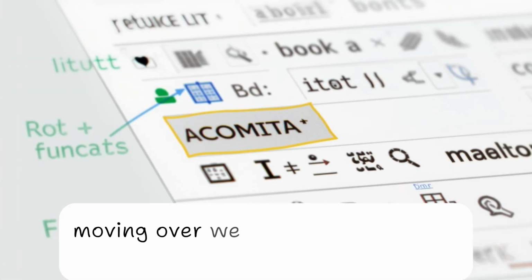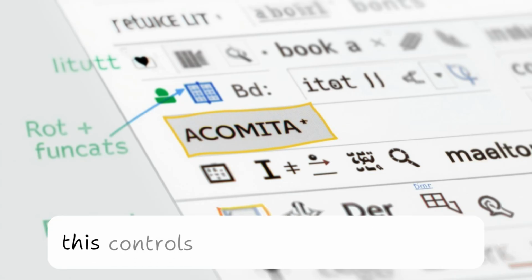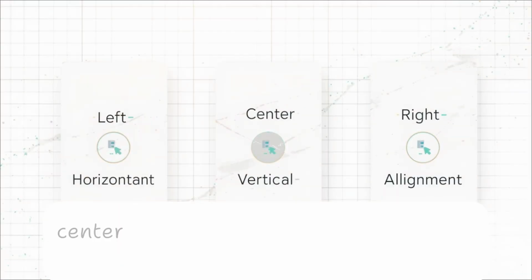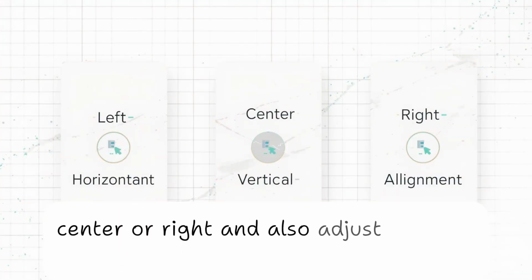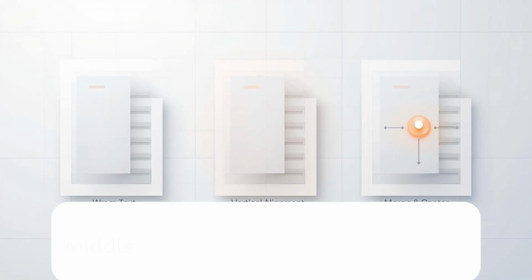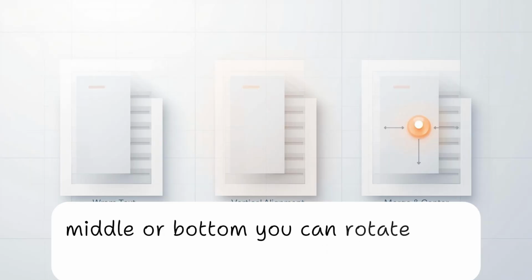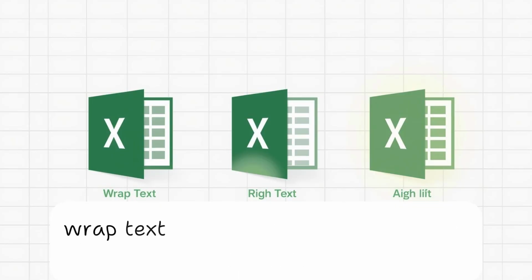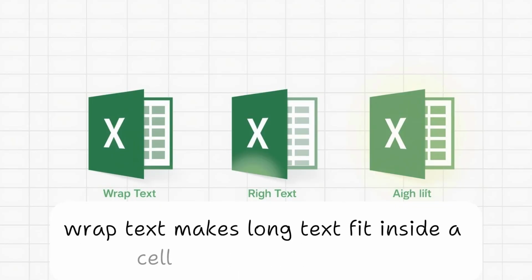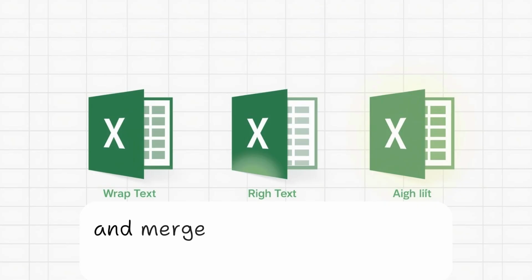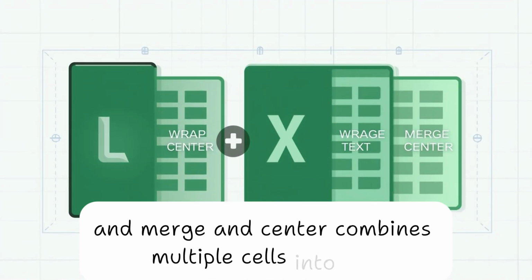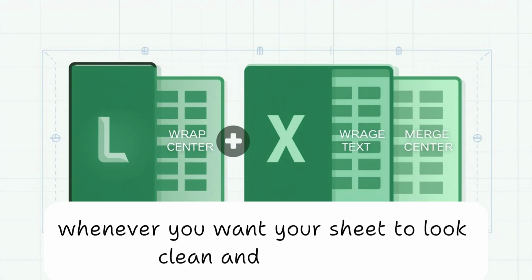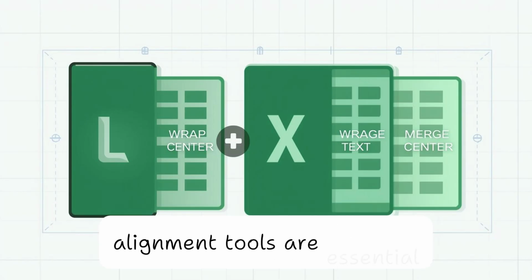Moving over, we have the alignment group. This controls how text sits inside a cell. You can align content left, center, or right, and also adjust vertical alignment, top, middle, or bottom. You can rotate text sideways, which is great for labels and narrow columns. Wrap text makes long text fit inside a cell without spilling over, and merge and center combines multiple cells into one, typically for titles. Whenever you want your sheet to look clean and organized, alignment tools are essential.